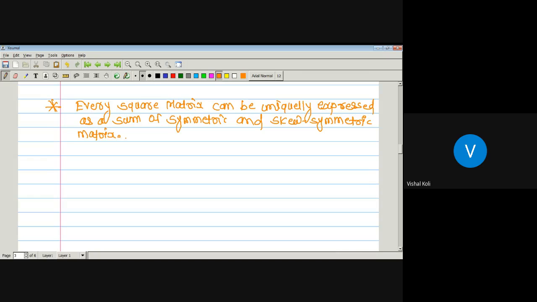According to this result, if we have one square matrix, then it must be expressed as a sum of symmetric and skew symmetric matrix. So for that we will consider one matrix A, and from that one we will prove it can be expressed as a sum of a symmetric and a skew symmetric matrix. So let us consider any square matrix. Proof: let A be a square matrix.